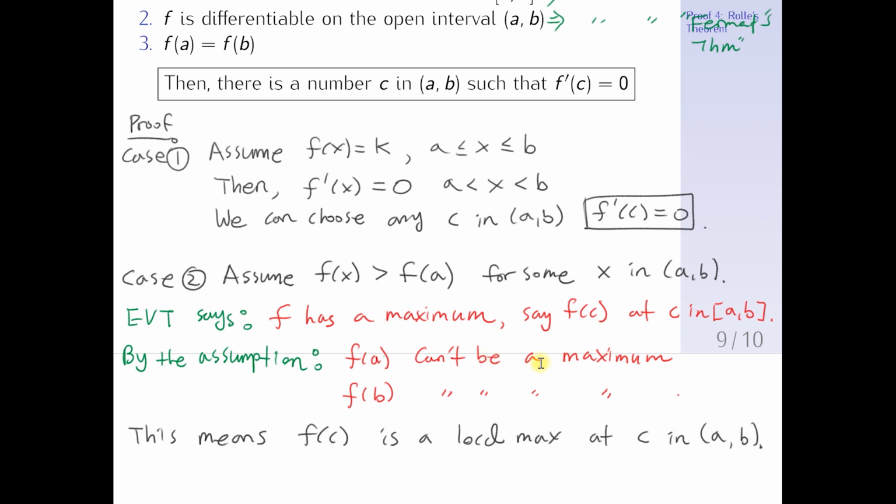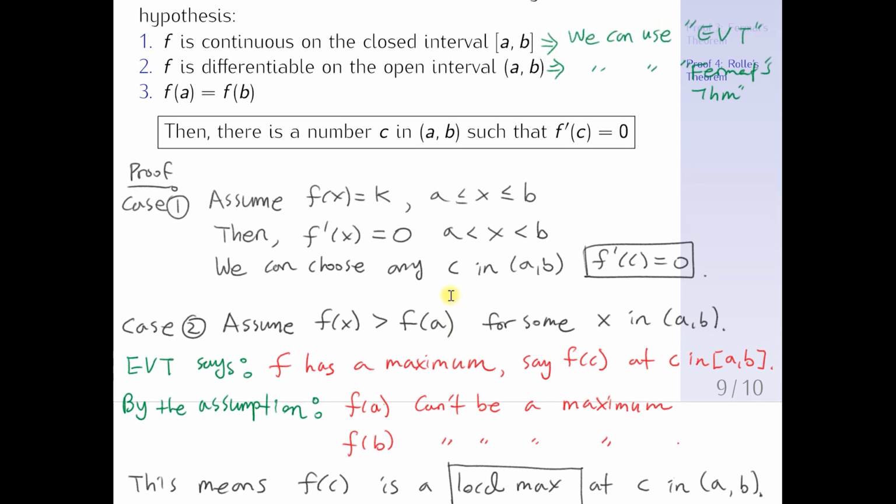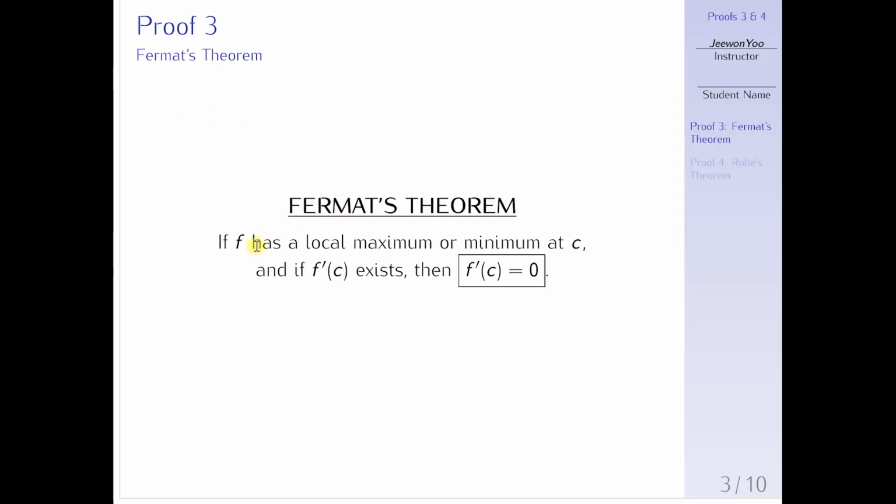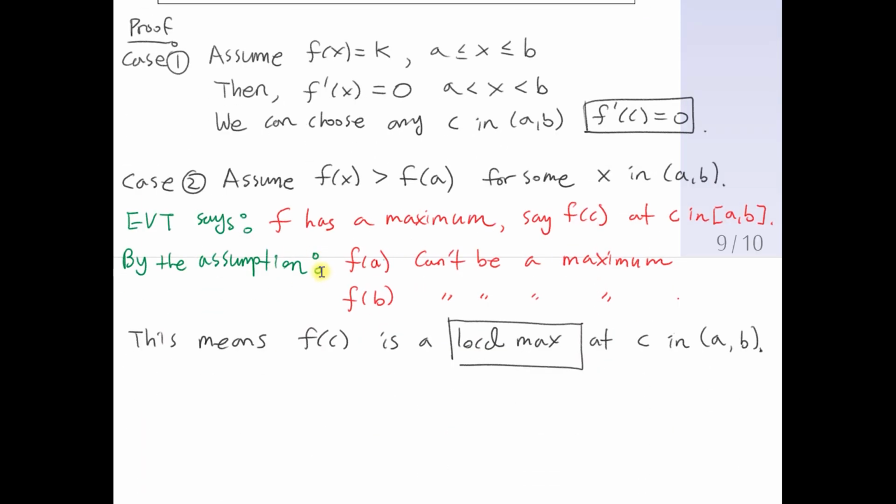This is good news because let me put a box around this local maximum, and let me put a box around this second assumption, f is differentiable on the open interval a to b. Then what kind of theorem can we use? We can use Fermat's theorem. If f has a local maximum at c, and if f prime of c exists, then what's the conclusion? The conclusion is f prime of c is equal to 0, and this is what we wanted to prove for the Rolle theorem. So here's the last sentence for this case too.